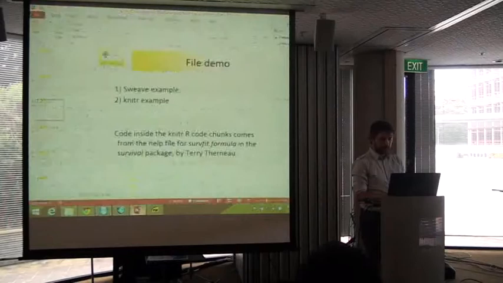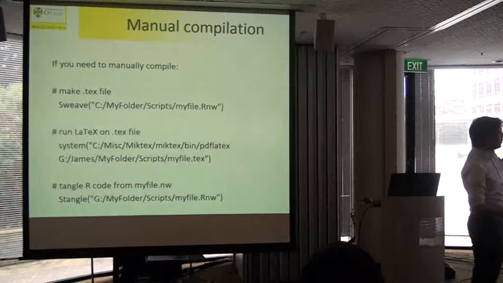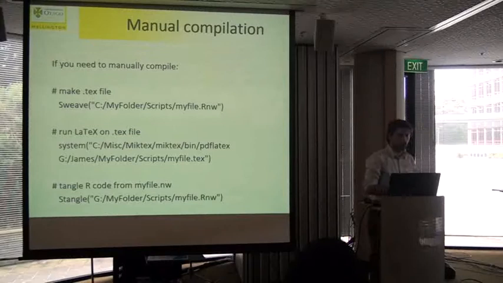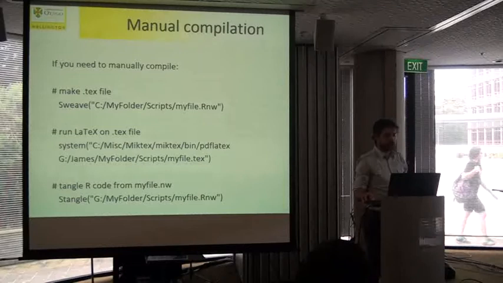I have a few more slides, one of which is an acknowledgement slide and one of which is a references slide. I just put this slide up to show you very quickly that if you want to manually compile a Sweave file, then within R you can call Sweave on that .Rnw file. That will create the text file with the same file prefix. So if you've got myfile.Rnw, running this command will create myfile.tex. Then you can do this within R or take the file elsewhere.